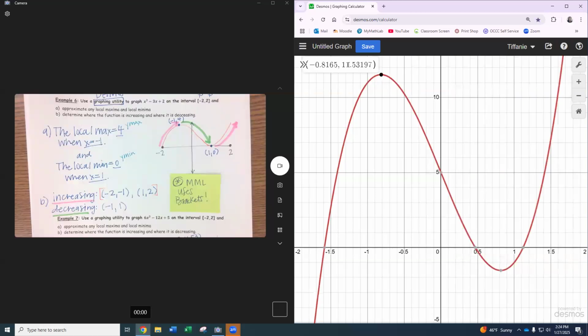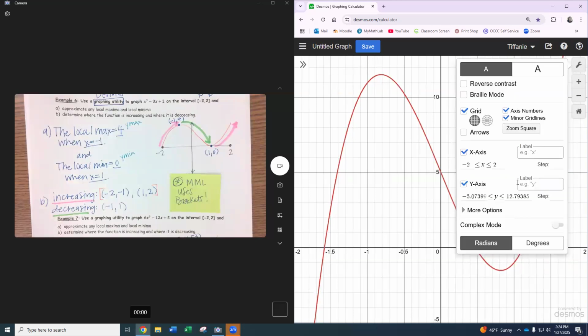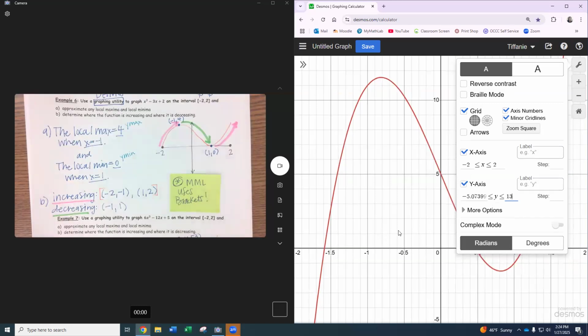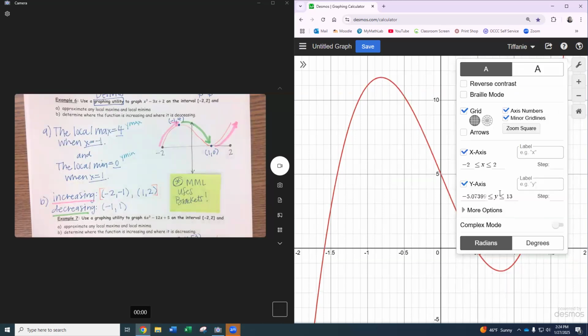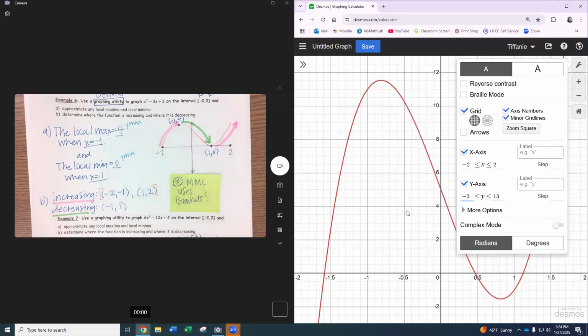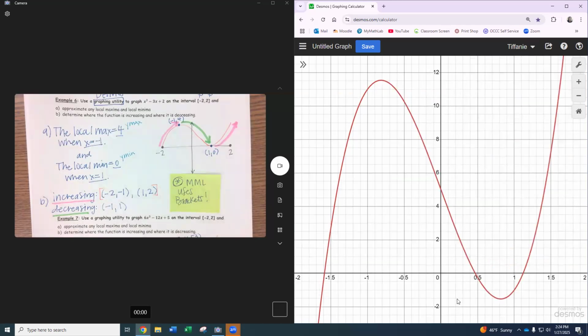Okay, and then that max is 11.5-ish. So I'm going to go just a little bit above it. I'm going to go a max of maybe 13. And then my min is -1.5. So I'm going to go just barely below that and maybe go -3. So this is going to be kind of my graph right here, still showing that max and that min. Okay, so that answers part A.